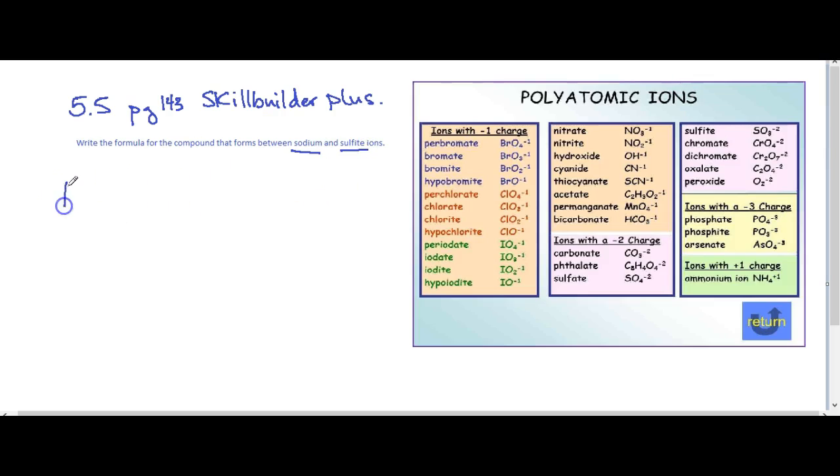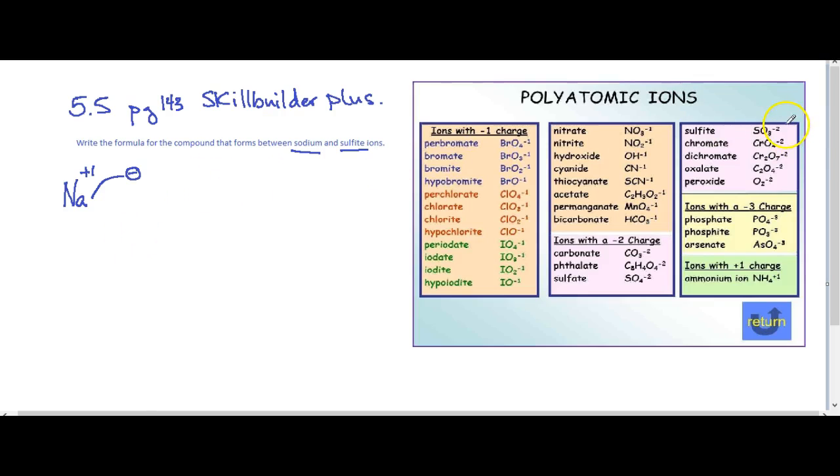The symbol for sodium is Na, and it is a group 1 element, so its ion has a charge of +1. The +1 charge means that it's more apt to give up an electron, which makes it have more protons than electrons, and that's why it has the +1 charge.